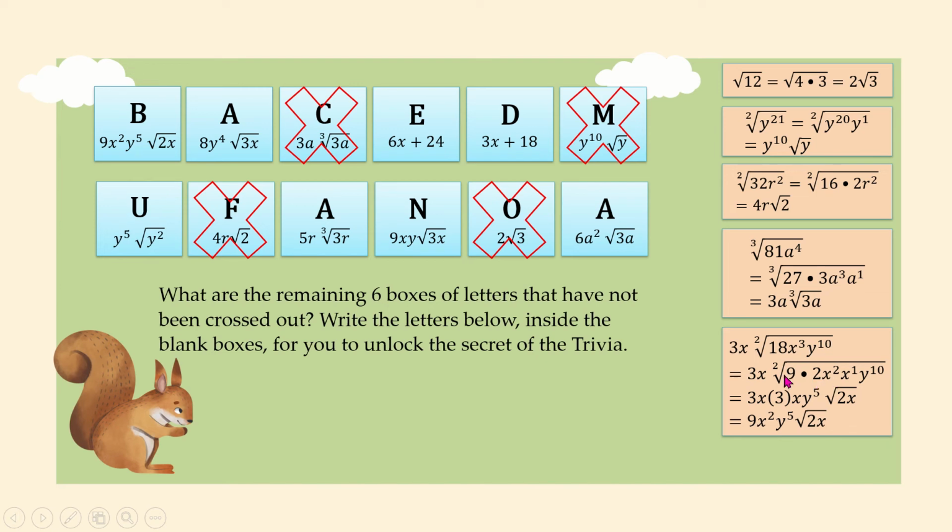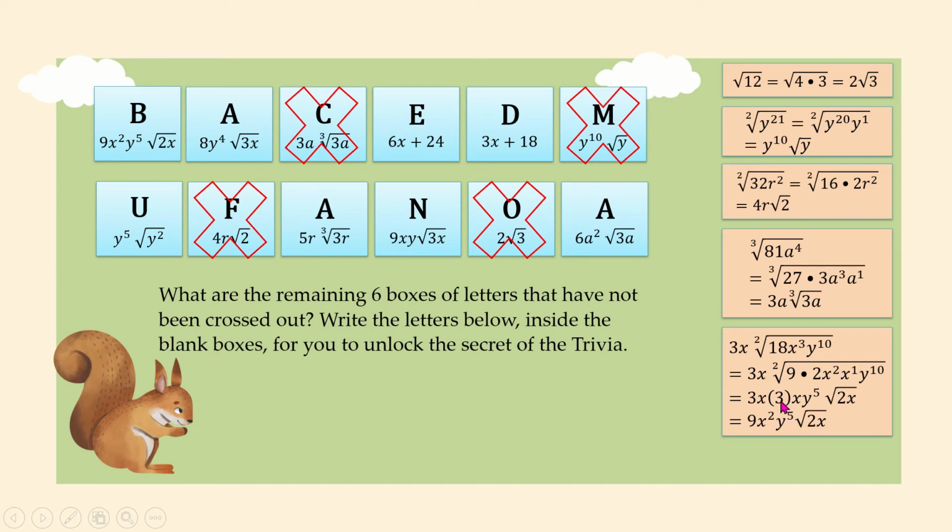X squared divided by index 2, x comes out. The x1 cannot come out because 1 is less than the index 2. Then y exponent 10, 10 is divisible by the index 2. So, 10 divided by 2 is 5, giving y exponent 5. So, what remains in the radical is 2 and x exponent 1, or simply the square root of 2x.